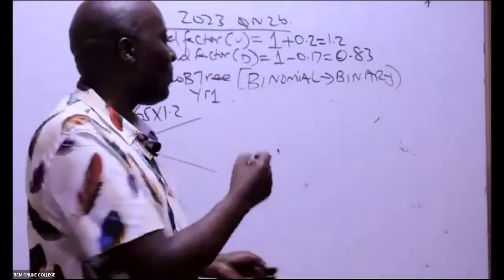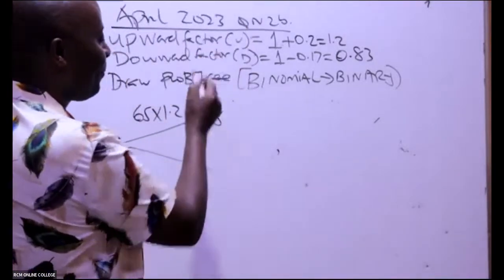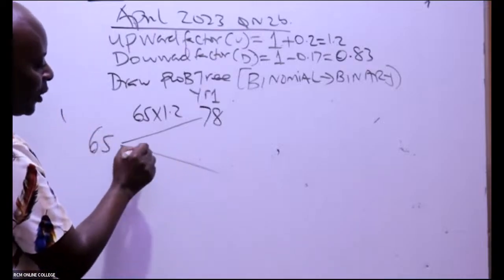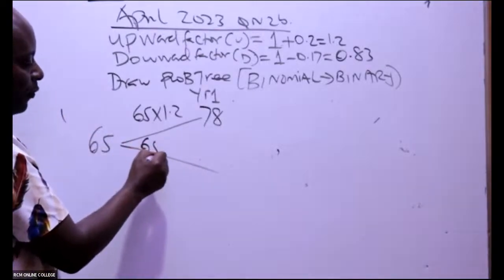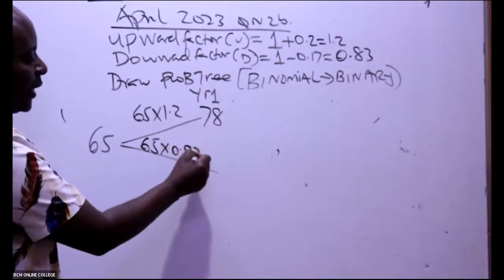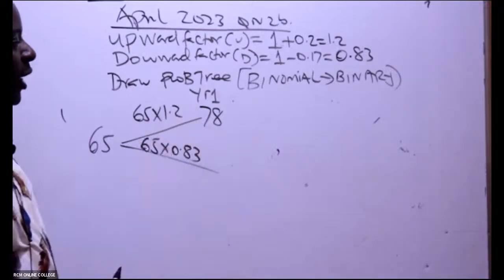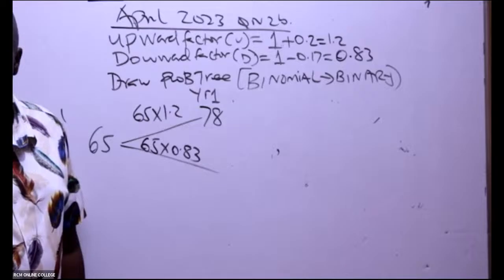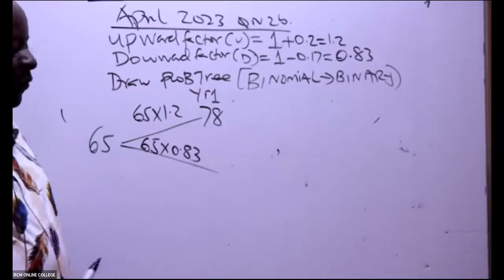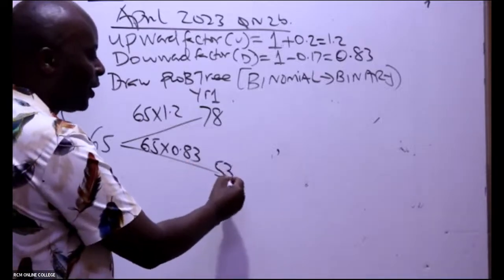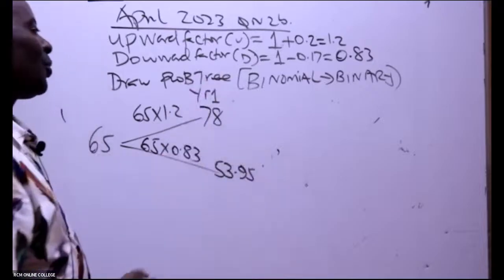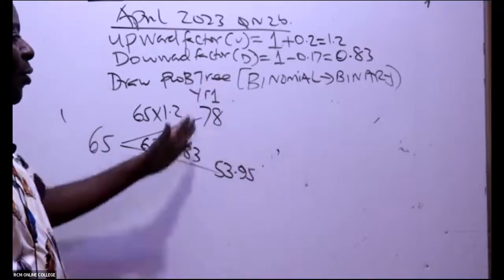So somebody is giving me a figure of 78. And then, should it go down, it will be 65 times 0.83. Can somebody give me this figure? 53.95, right? 53.95. Thank you so much. So that is the end of year 1.